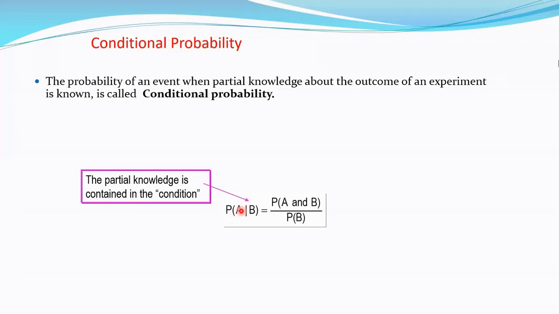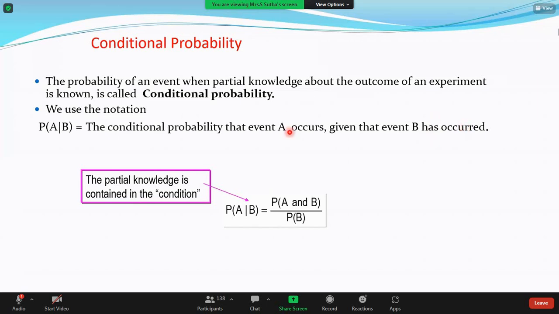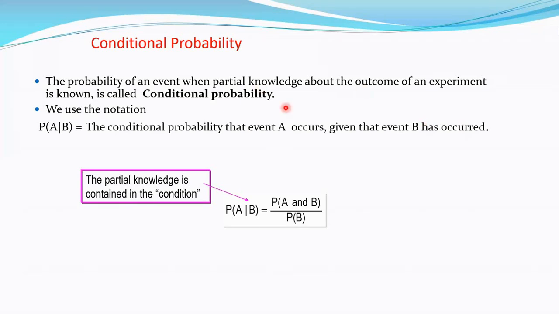The probability of occurrence of A depends on the probability of occurrence of B. The probability of an event when partial knowledge about the outcome of an experiment is known is called the conditional probability. We use the notation probability of A, this vertical line, given B. It is the probability that event A occurs, given that B has occurred. Look at the grammar: present perfect, has occurred. If this event has occurred, what is the probability of occurrence of event A? The partial knowledge is contained in the conditional probability of A given B, that is probability of A and B divided by probability of B.